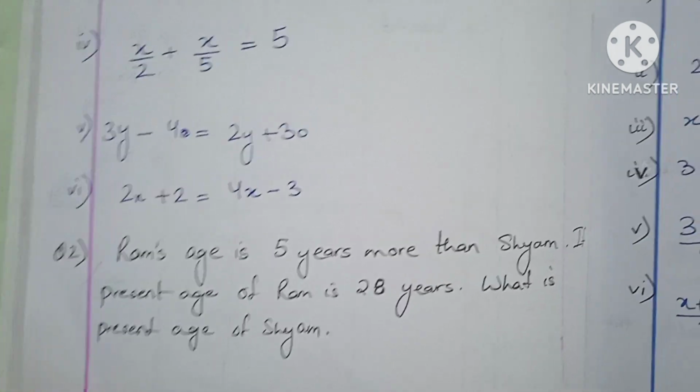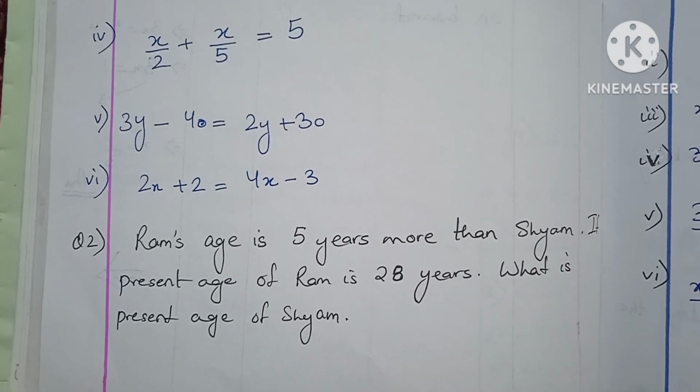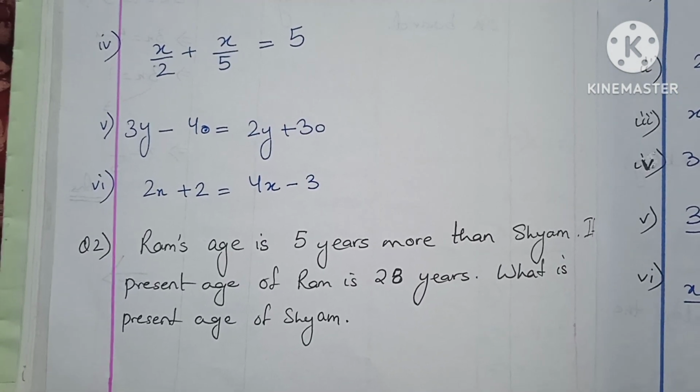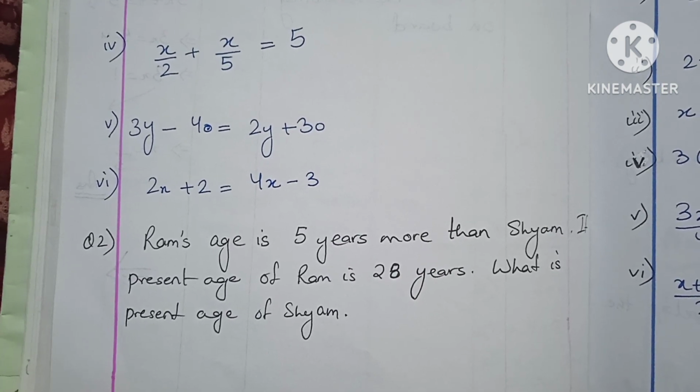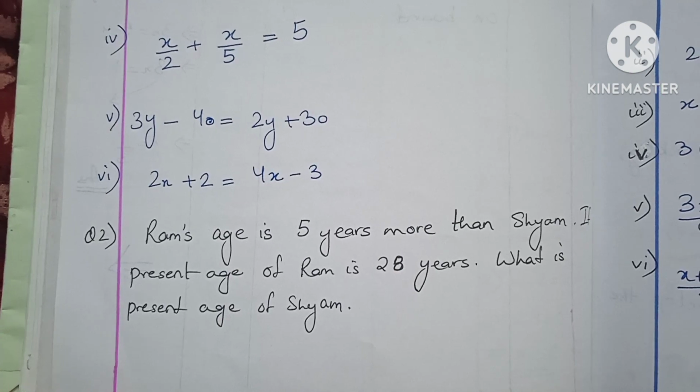Second question is Ram's age is 5 years more than Shyam. If the present age of Ram is 28 years, what is the present age of Shyam?